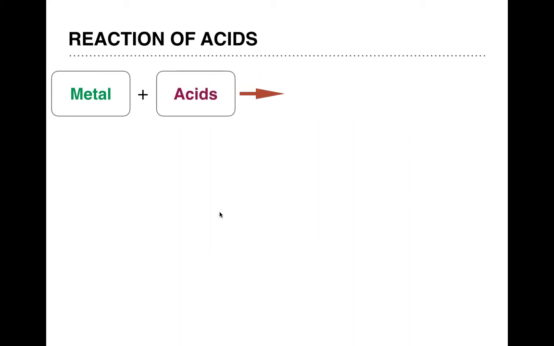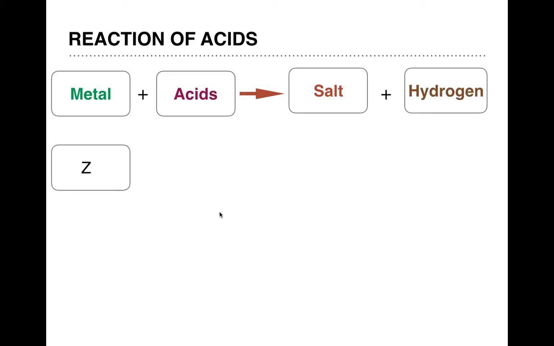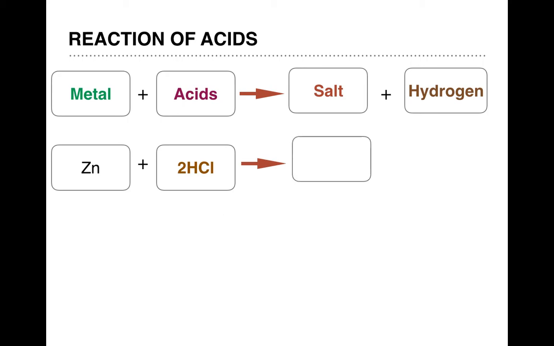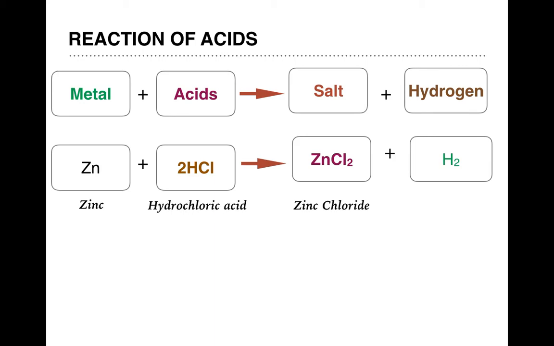Now reaction of acid. Metal plus acid will produce salt and hydrogen. Take an example. Zinc is a metal, acid means HCl, okay. We are having ZnCl2, zinc chloride, and hydrogen, right? So zinc plus hydrochloric acid produces zinc chloride and hydrogen.